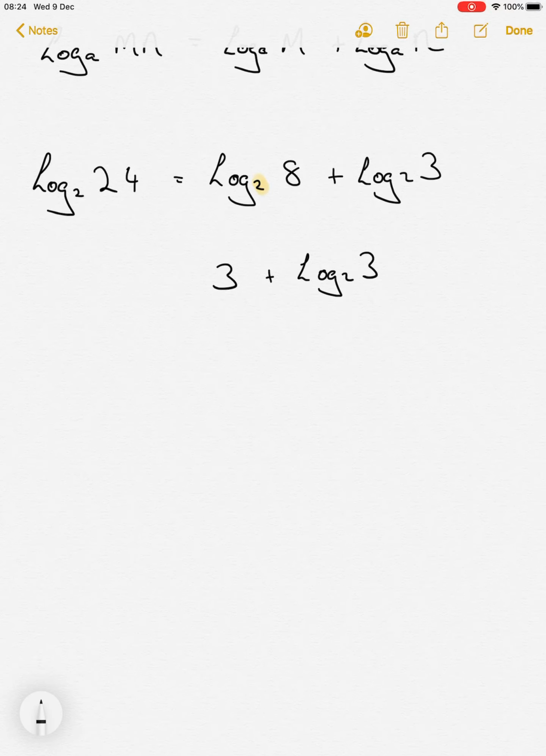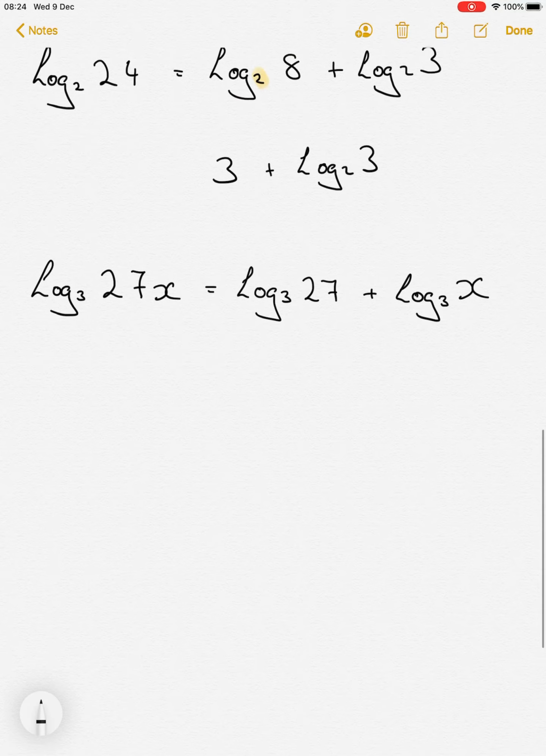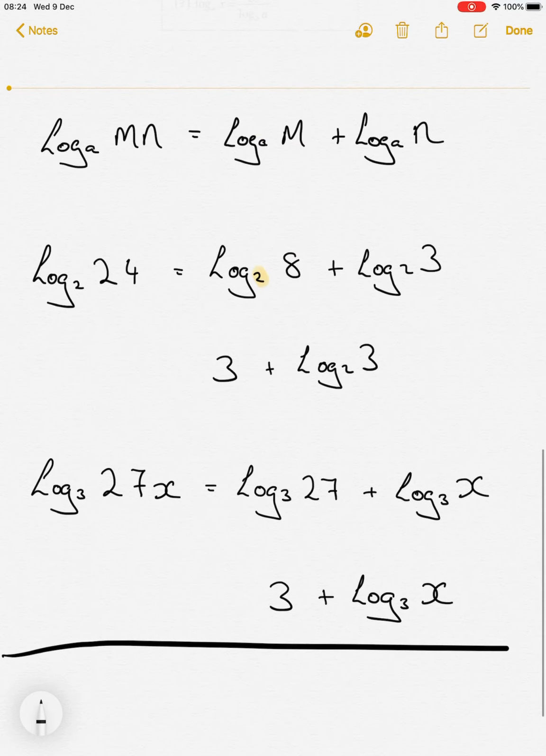Let's look at another one with that as well. So let's look at log 3 of 27x. There's an x in this, so it looks kind of tricky. But if we break it up, we could take it as log 3 of 27 plus log base 3 of x. So for log base 3 of 27, what power do you raise 3 by to get 27? It's just 3. Plus, again, you could just leave this as log base 3 of x. So that's the first rule, or first law.